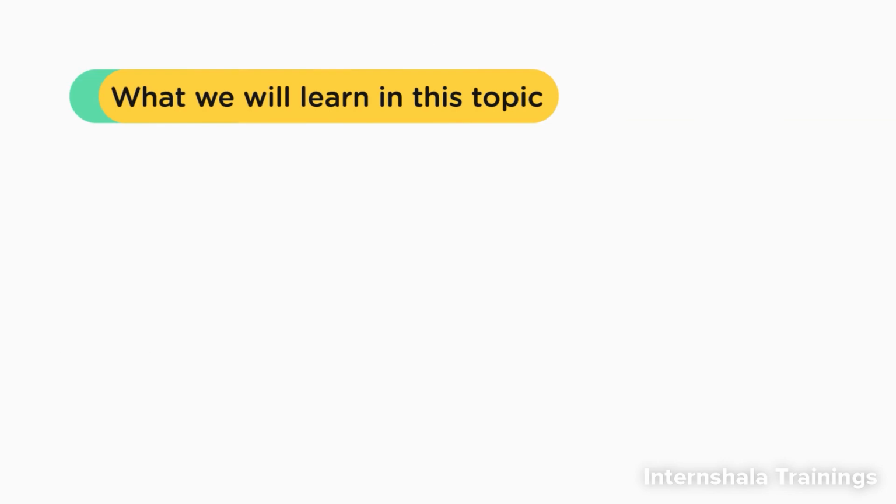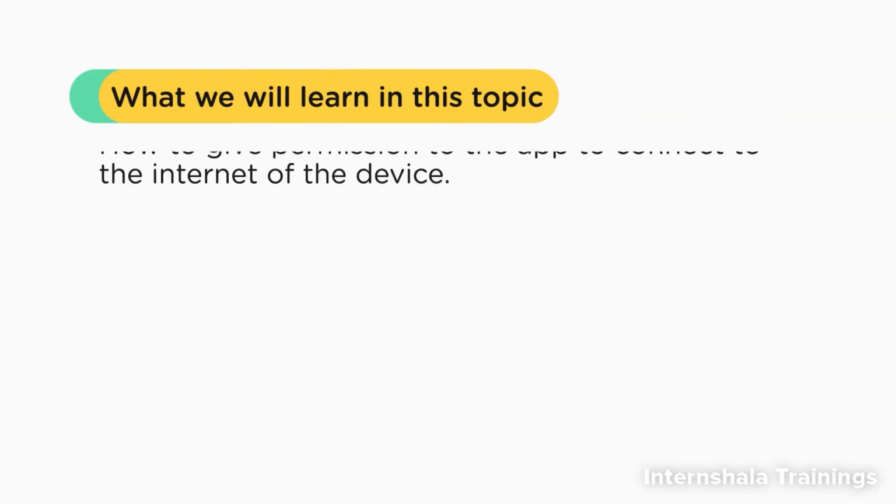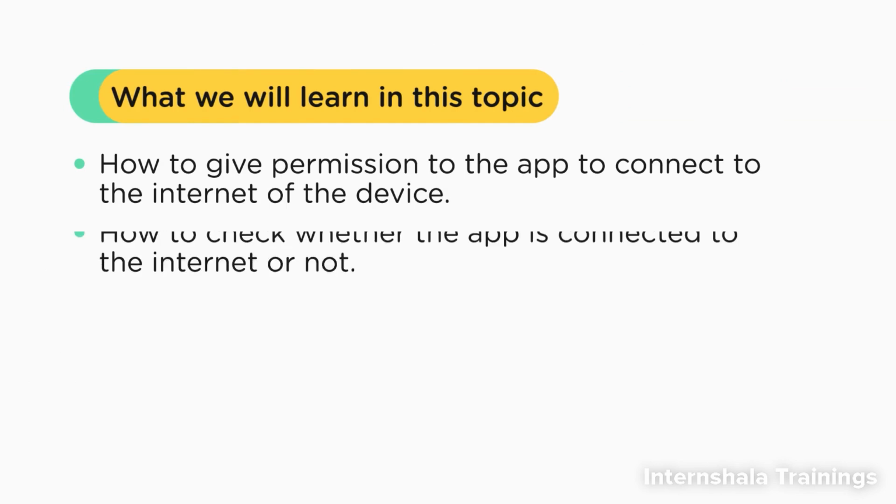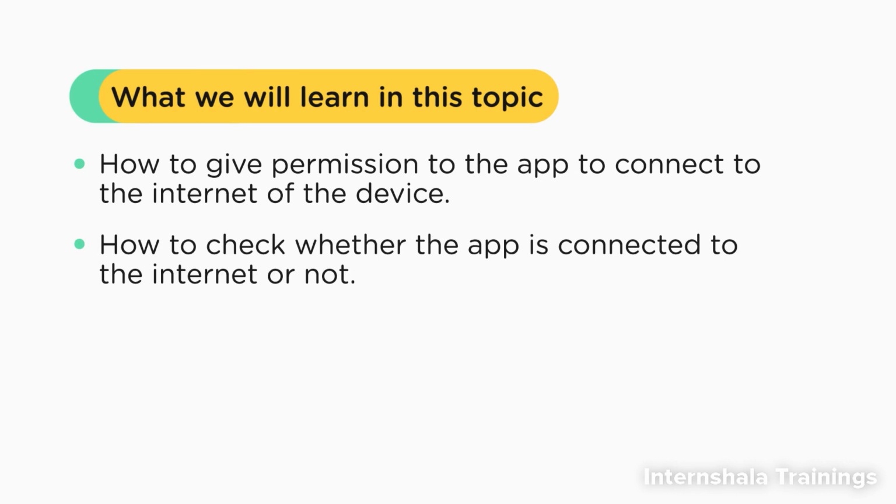In this topic, we will learn 2 things. 1, we will learn how to give permission to the app to connect to the internet of the device. And second, we will learn how to check whether the app is connected to the internet or not.